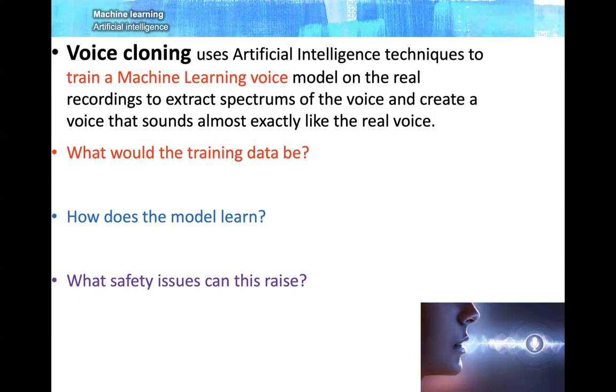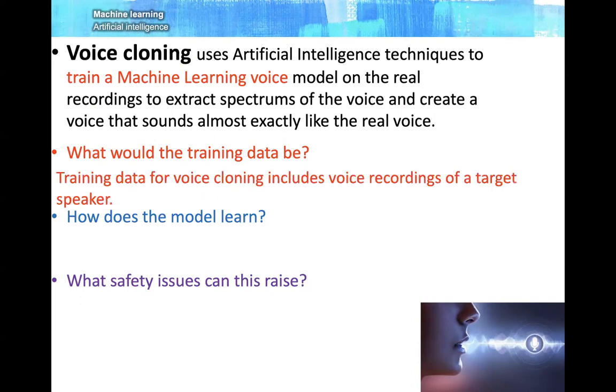So it would be the real recordings. The answer would be training data for voice cloning includes voice recordings. So as it says, the real recordings of a target speaker. So if you gave it examples of your voice and you kept giving it and giving it, it trains based on that data, and then after that it can make up your voice.